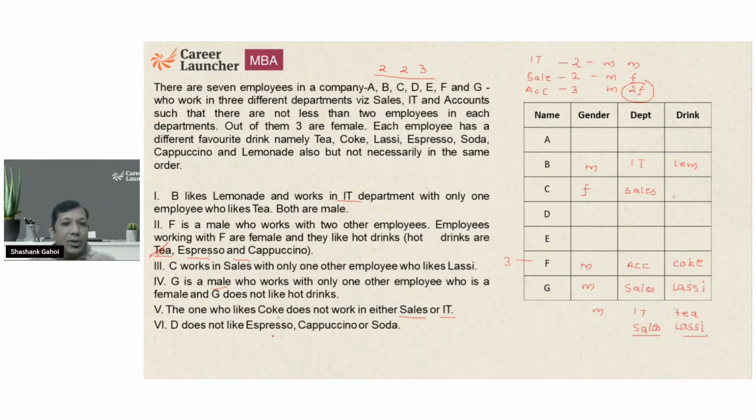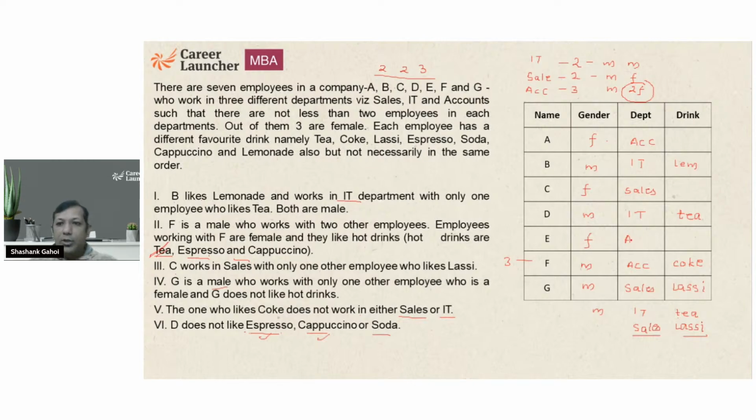Now it says D does not like espresso, cappuccino, or soda. So basically, if D is in the sales department, it means in the accounts department there are three people, and two people like espresso and cappuccino, and the third person is already set. It means I can say that D does not belong to the accounts department. D cannot belong to the sales department. It means D must be in the IT department. So D must be a male. It must be in IT, and D must be liking tea. Now, the remaining two people are going to be females, and both of them must be in accounts.